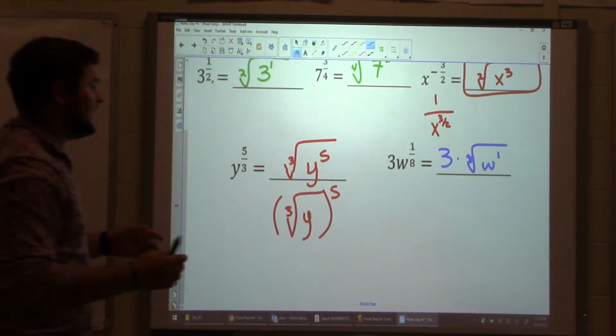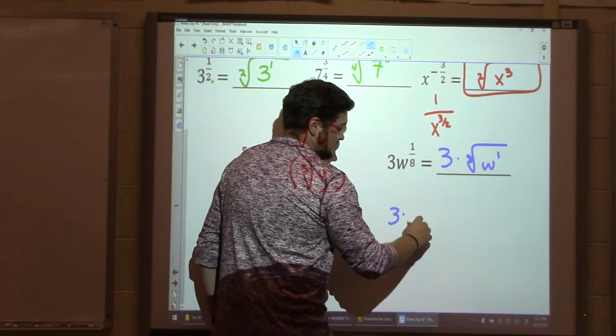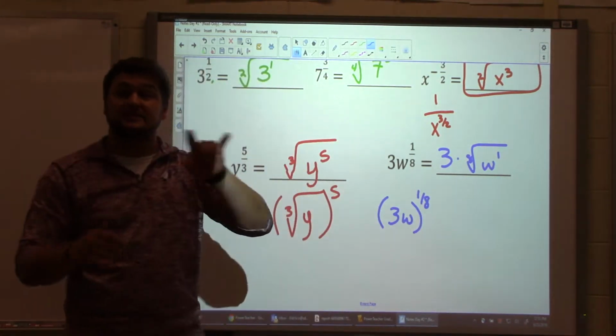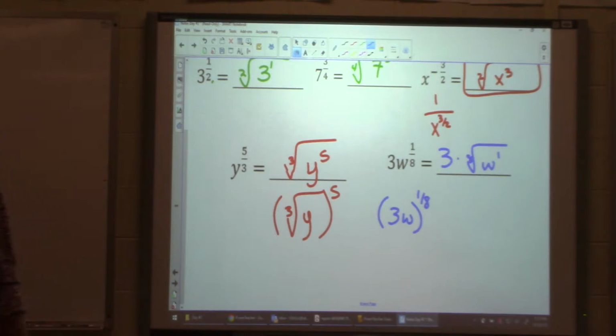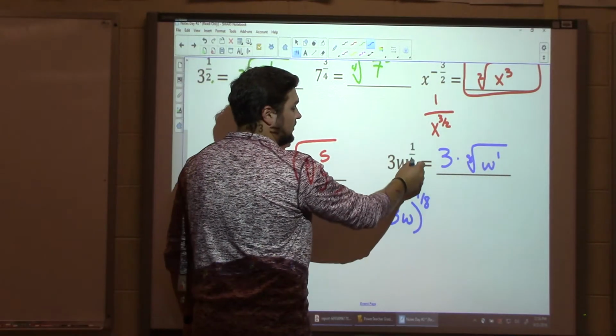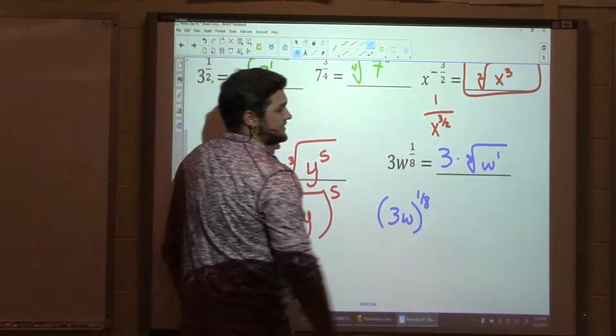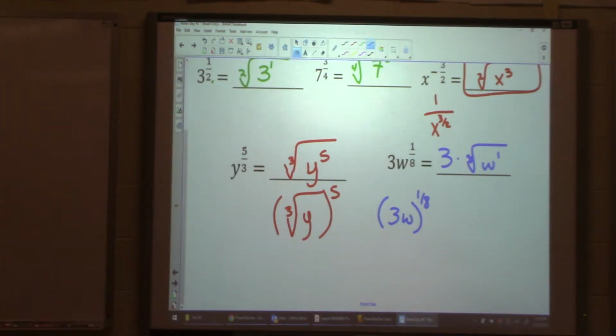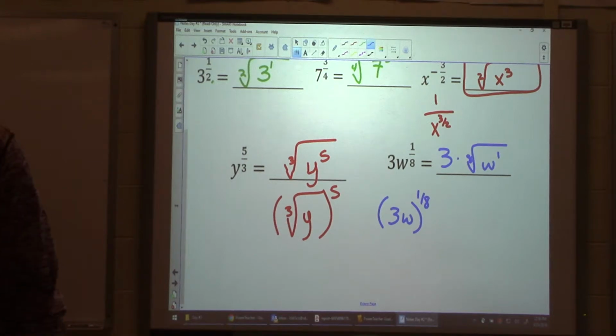Now, if it had been 3w to the 1/8, like that, if it was in parentheses, that means that 1/8 belongs to both the pieces and both of them would go under the radical. Alright, does that make sense? So make sure we're being careful with that. The 1/8 does not belong to the 3. So that stays outside, 3 times w to the 8th root. Okay? Any questions? Should we try some more?